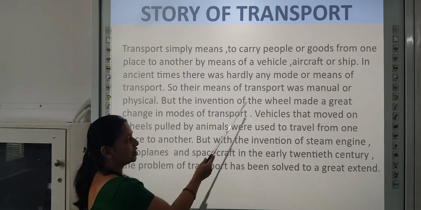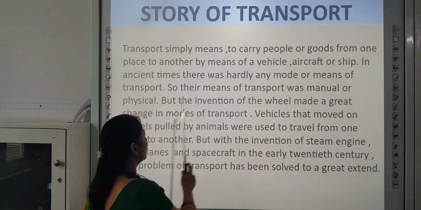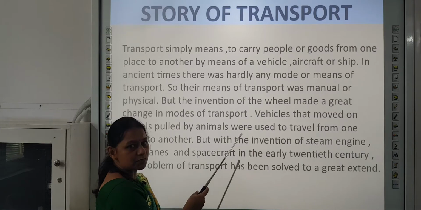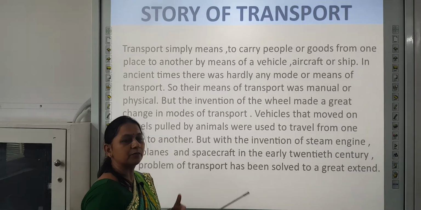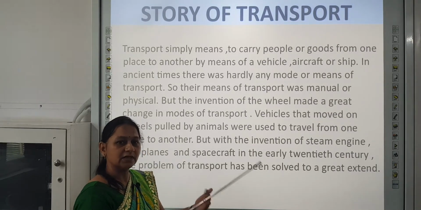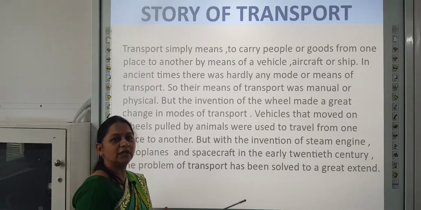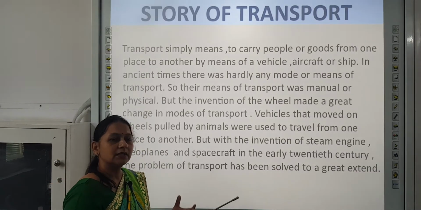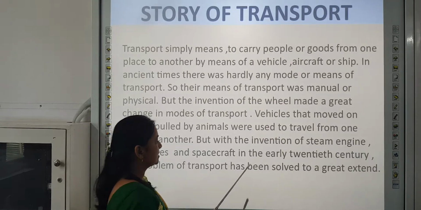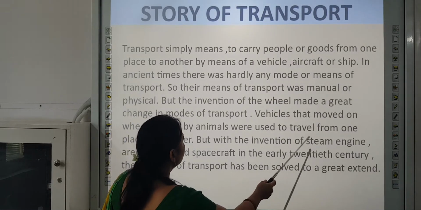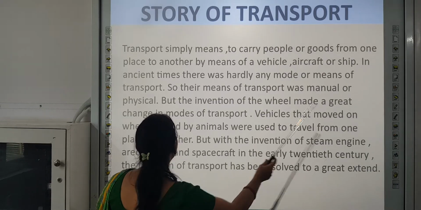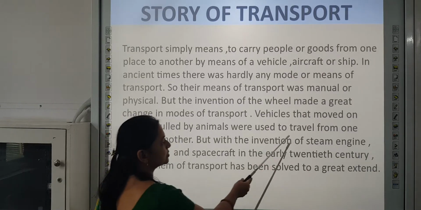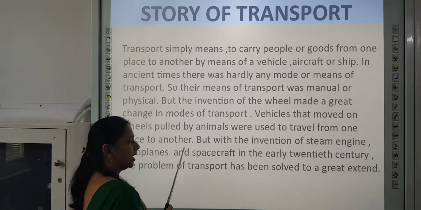Gradually, the invention of the wheel made a great change in modes of transport. People started using bullock carts, animals with wheels. As the wheel came into existence, they started using bullock carts or camels and bullocks. Vehicles that moved on wheels pulled by animals were used to travel from one place to another.